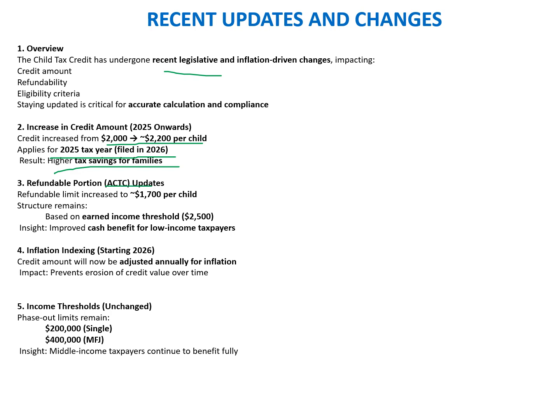The refundable portion, the ACTC, which was 1,600, has increased to 1,700 per child, based on the earned income threshold of 2,500. Also, the income threshold limits have remained unchanged for the time being, which is 200,000 for single and 400,000 for married filing jointly. So with this, we largely come to the end of this chapter. We'll quickly move to the next slide and take a snapshot of what we have learned till now.